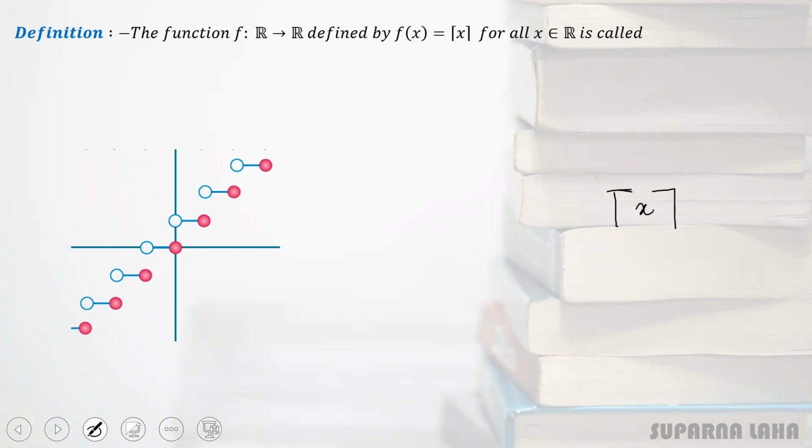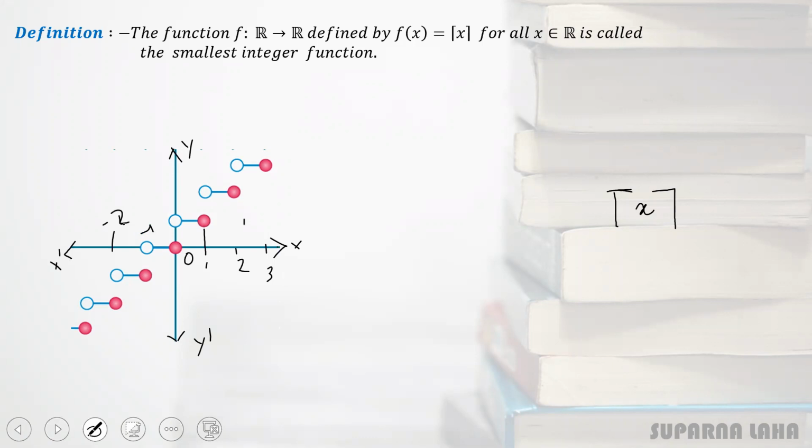So we will define this function by that symbol, and we will call this function the smallest integer function. Okay, and this is the graph of it. This is x', this is y, this is 0, and this is y'. This point is 1, this is 2, this is 3, this is -1, -2, and so on. Now what do you mean by this symbol, this x? What do you mean by this one?